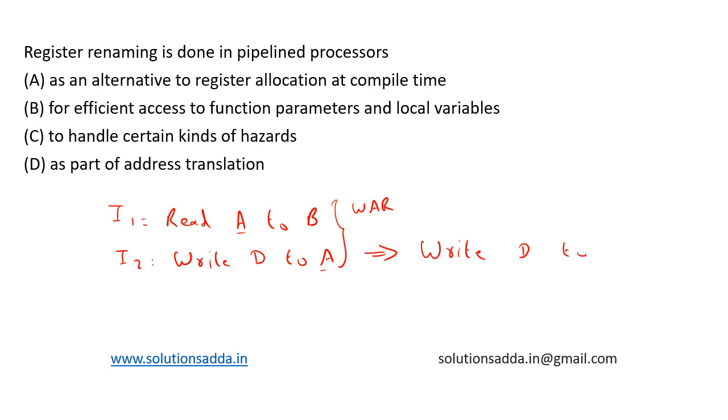D to A bar. Here the WAR dependency is actually an anti-dependency and there is no real dependency except the fact that both use the same memory location. So register renaming can avoid this. Similarly, in write after write also, register renaming can avoid such issues. So the correct answer here is option C. Register renaming is done in pipeline process to handle certain kinds of hazards.